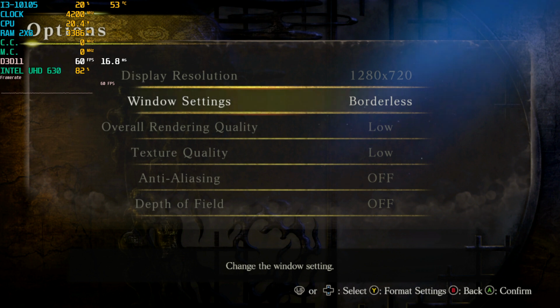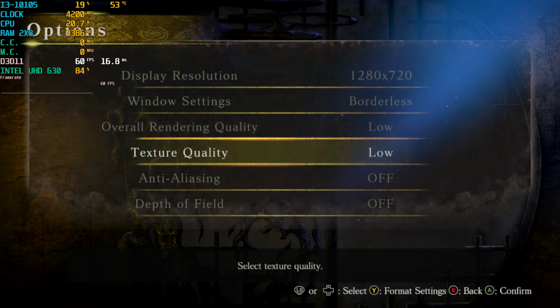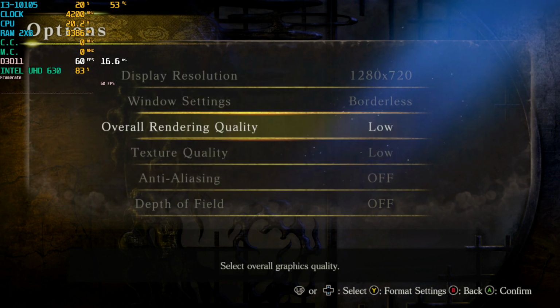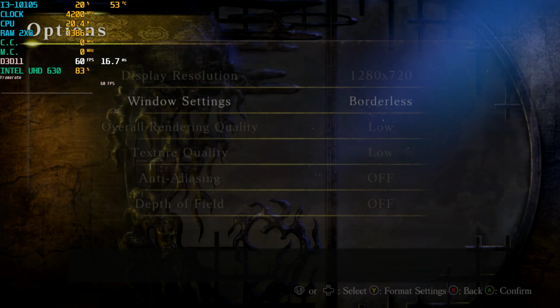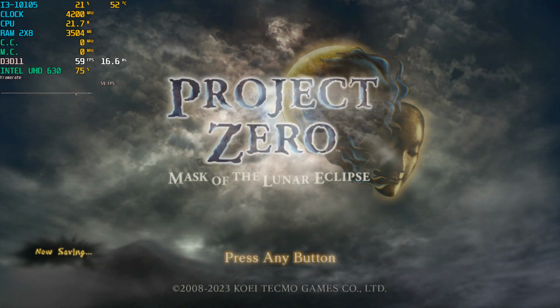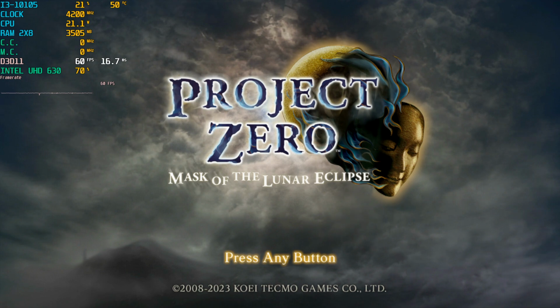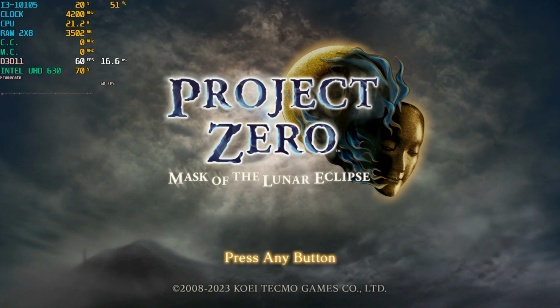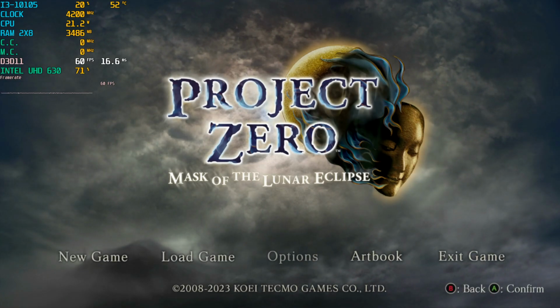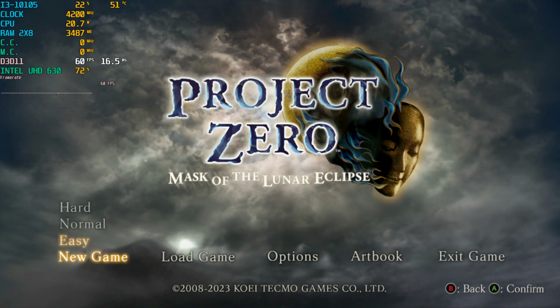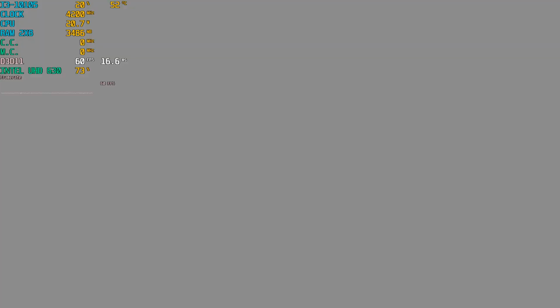We're gonna be very simple on this one. We're gonna do 720p on the low preset. I had to go to borderless once again for some reason to get it to run. It was running at 30 FPS, but it went to 60 when I switched to borderless. Borderless or windowed did 60 fine. It was very weird, but nonetheless, here we are.